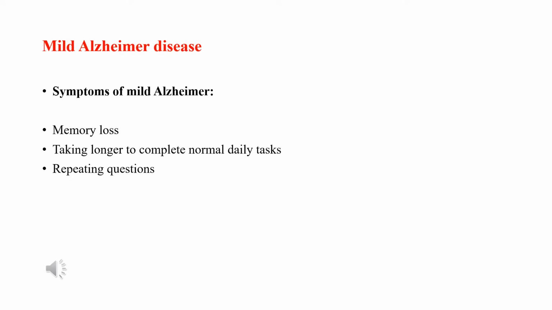In the mild stage, a person may seem to be healthy but has more and more trouble making sense of the world around him. And there are symptoms in this stage like memory loss, taking longer to complete normal daily tasks, and repeating questions. Alzheimer's disease is often diagnosed in this stage, the mild stage.